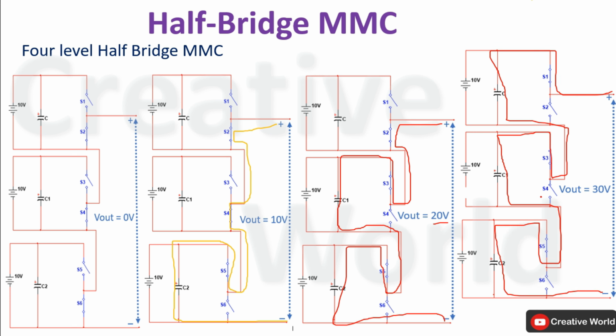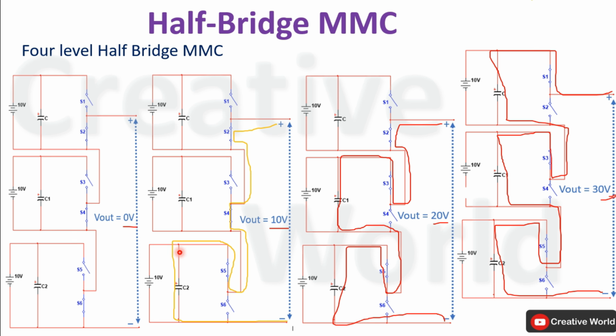So using this way, we are getting 30 volt because 3 capacitors are connected in series and each of these capacitors is charged at 10 volt. So their sum of voltage will be equal to the output voltage. In this way, we are getting 4 voltage levels: 0 volt, 10 volt, 20 volt and 30 volt by adding the number of modules in cascaded position.